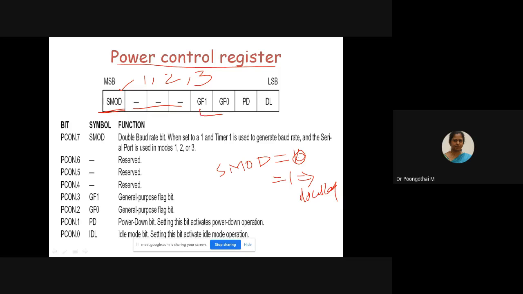And these 2 flags are user flags, GF0 and GF1. In PSW we have 1 user flag. Similarly, in PCON we have 2 user flags, GF1 and GF0. So the user can set or reset the flag bits. It's a programmable one. And D1 is power down. It's mainly a power consumption bit. It's the power down bit, and this is the idle mode bit. So these 2 bits are mainly focusing on power reduction.